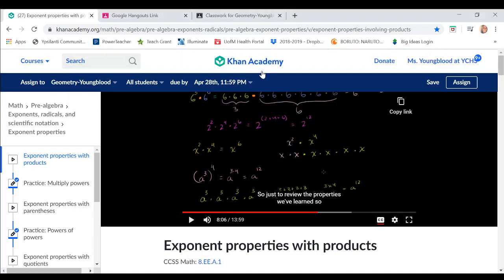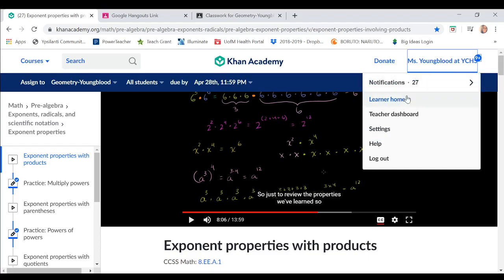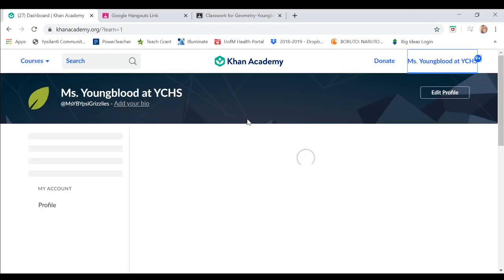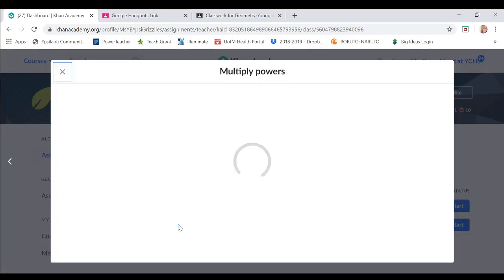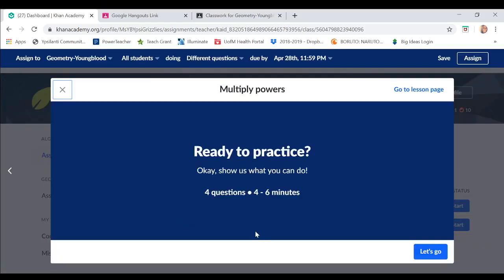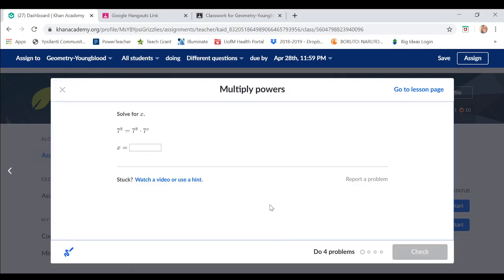So if you go to your assignment, you go to Khan Academy, you will go to Algebra Youngblood. And the first assignment I gave that's technically due tomorrow by the end of the day is multiplying powers. And that just goes over what we just did. I'm going to go through my 4 examples, so yours should be a little bit different than mine. Let me pause my video because I think some of my students in class have questions.